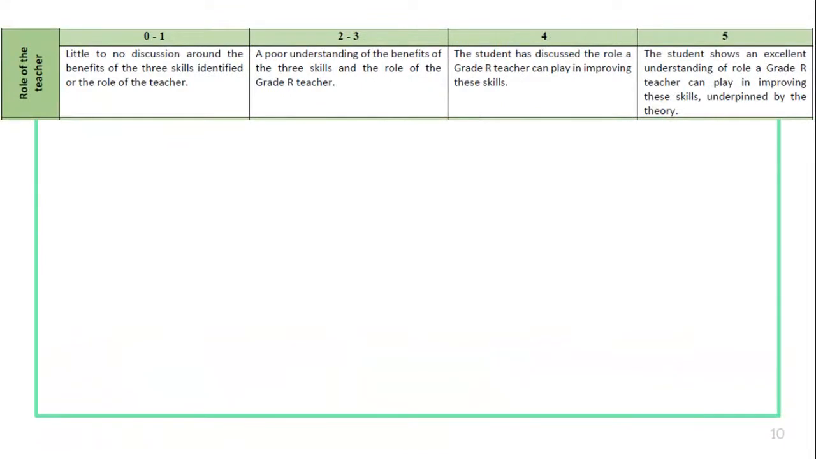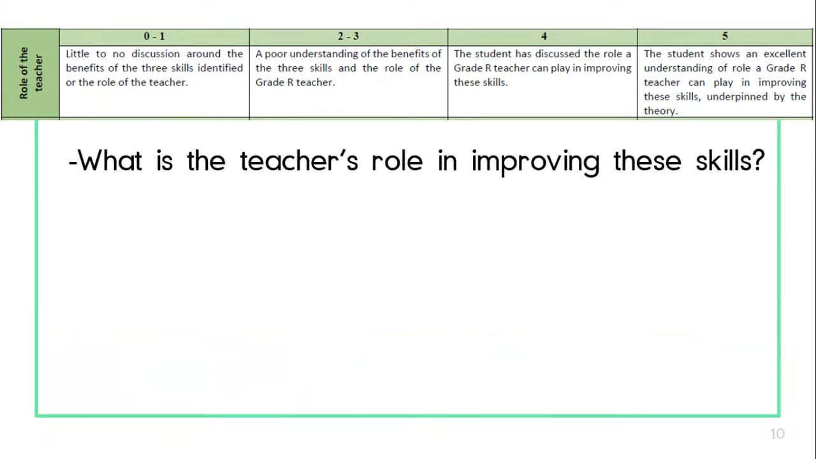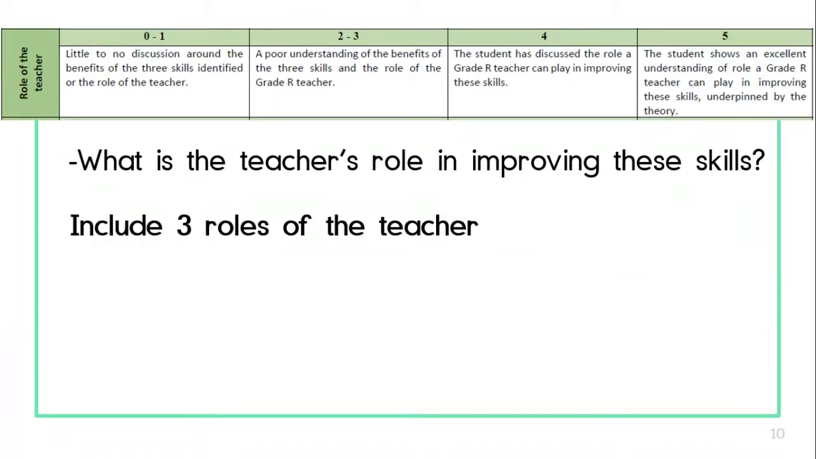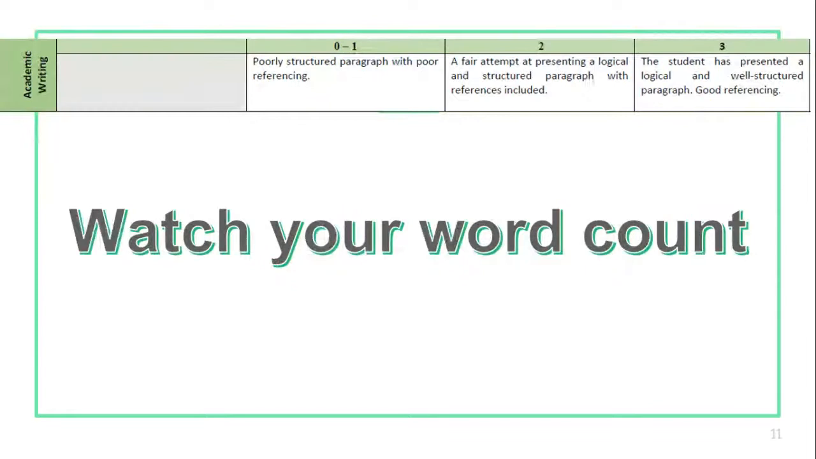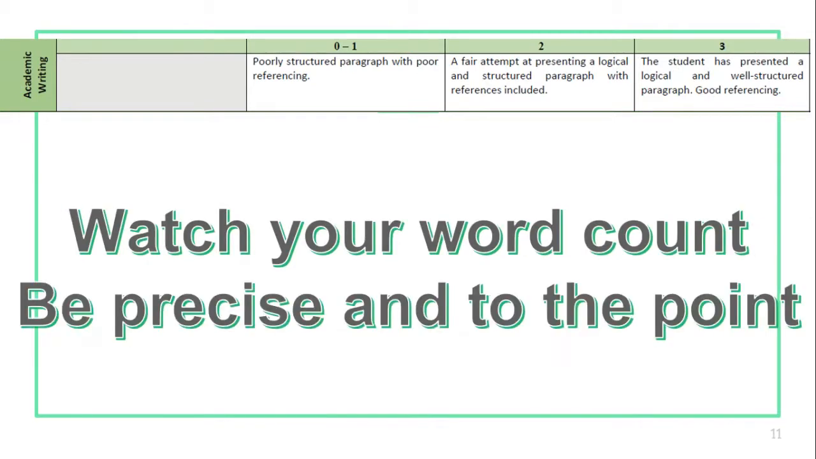Finally, you're going to discuss the role of the teacher. The student shows an excellent understanding of the role a grade R teacher can play in improving these skills, and that also needs to be underpinned by theory. So what is the teacher's role in improving these pre-writing skills? You need to include a minimum of 3 roles of the teacher, and remember to include some theory from a reputable source in your answer. For academic writing, remember it is just a paragraph, so you need to ensure that you watch your word count and be precise and to the point.